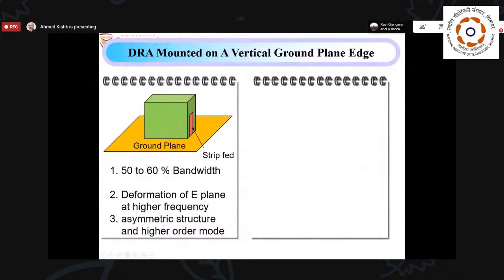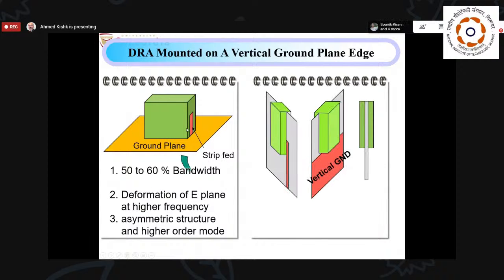So the other type of geometry has a rectangular resonator sitting on a horizontal ground plane, with a strip excitation on the side over here that is connected to a coaxial probe coming with a connector from the back, and you solder it here. This can give us 50 to 60% bandwidth.